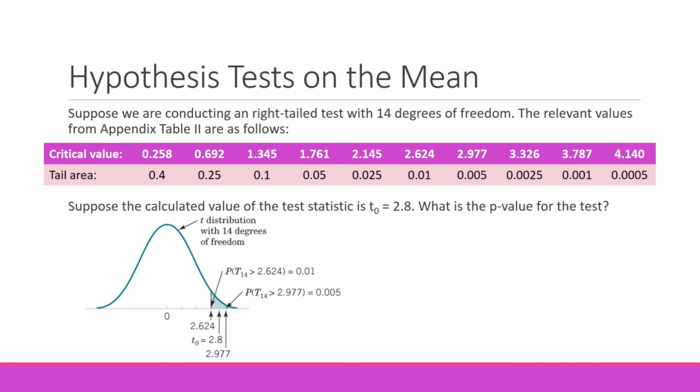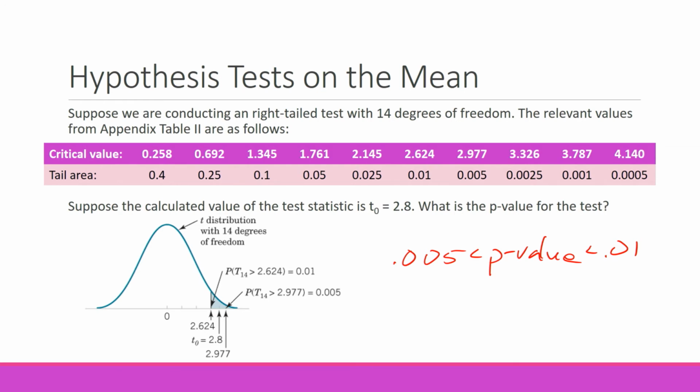So if we wanted to write that out, we could say 0.005 is less than our p-value, which is less than 0.01. So again, we don't have the exact value of our p-value, but we do have a range that we know our p-value is going to fall into.